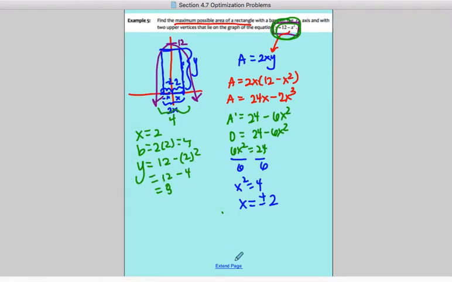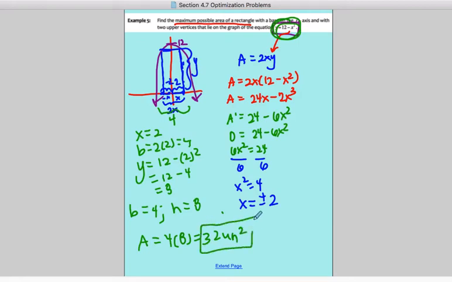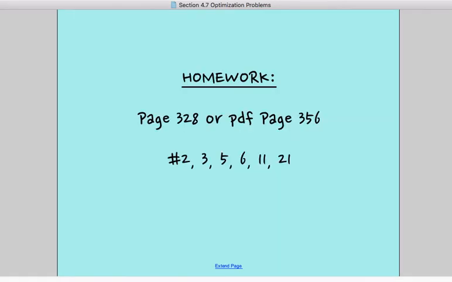So my base would be 4, and my height would be 8. So my max area of this rectangle would be 4 times 8, which is 32, and then I would label it, I don't have it, so units squared. That would be my maximum area. Okay. So those are our notes for today.